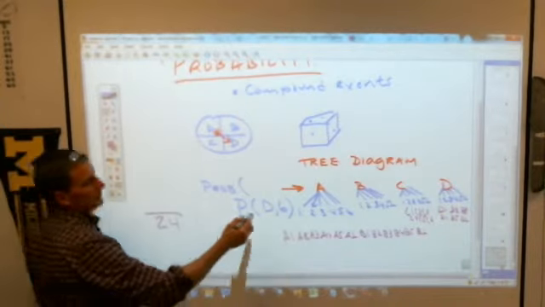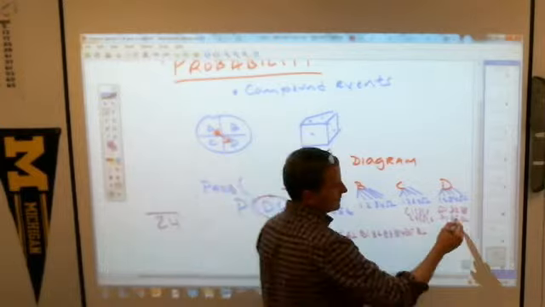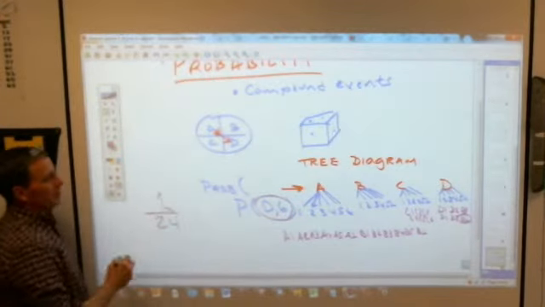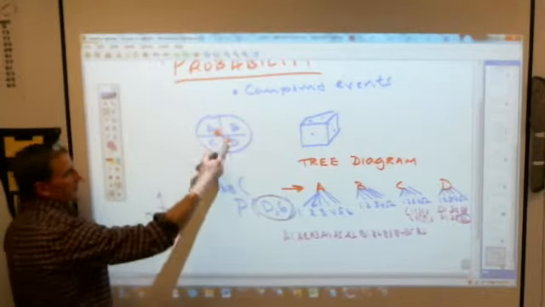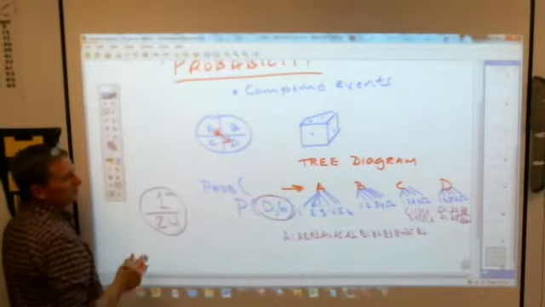How many of those 24 are D6? Just this one right here. So your probability of spinning a D and then rolling a 6 is 1 out of 24 times.